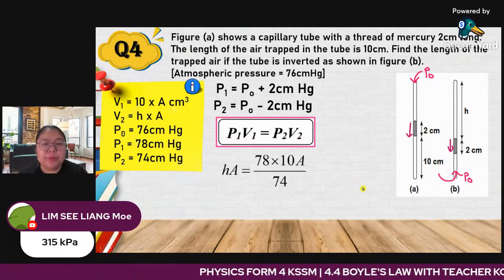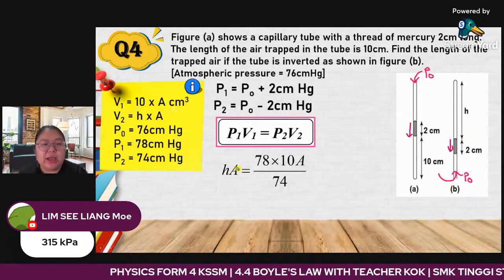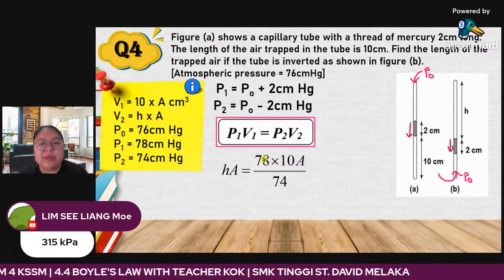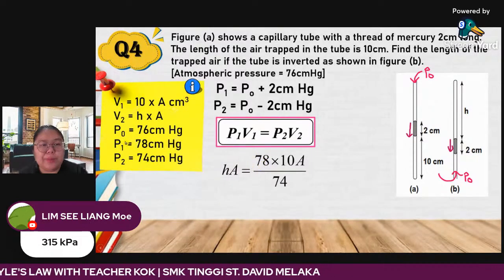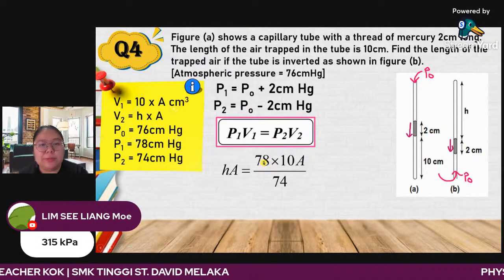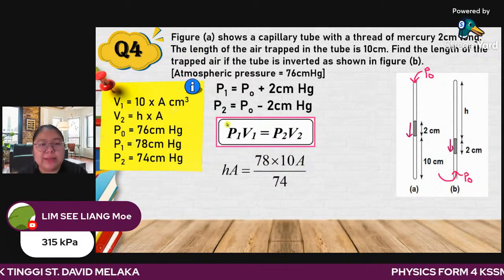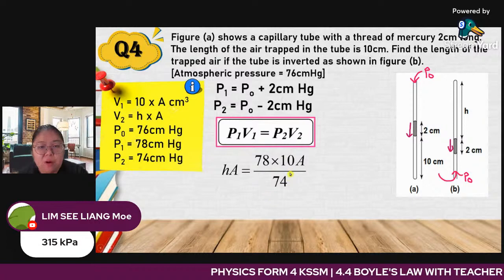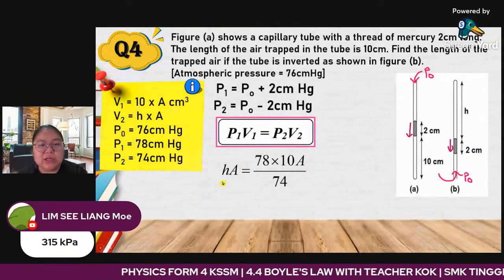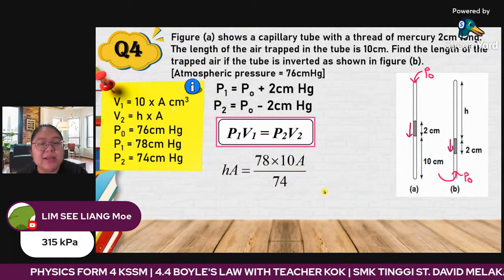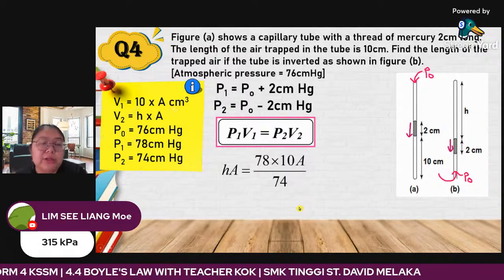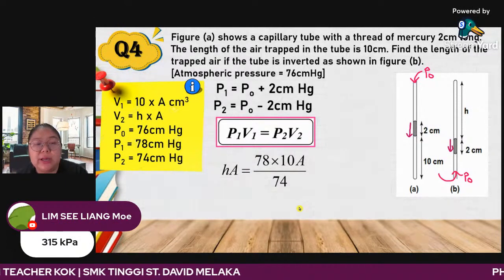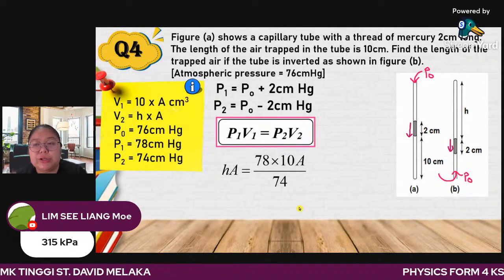Then I show you. You can see the HA. HA actually is V2. I put here 78, which is P1, multiply by V1. V1 is how many? 10A, over P2, and P2 is 74. So the A we can cancel each other. Finally, you only find the H. So now you tell me what is the H.